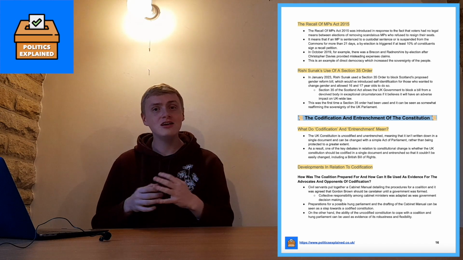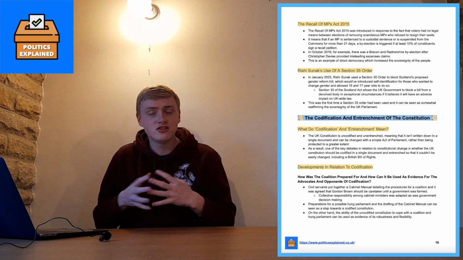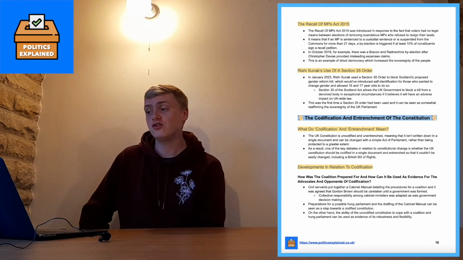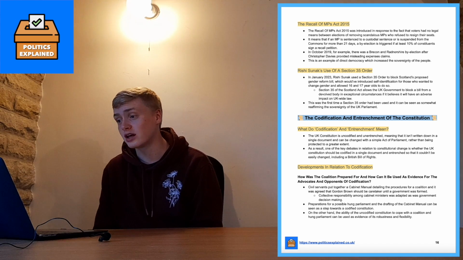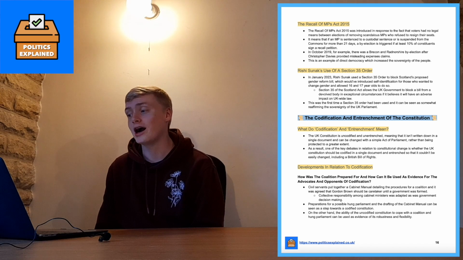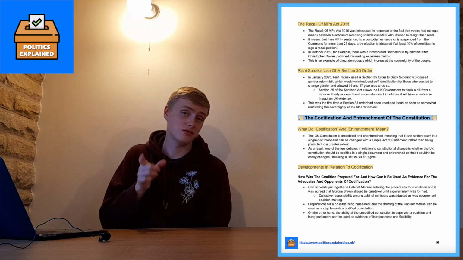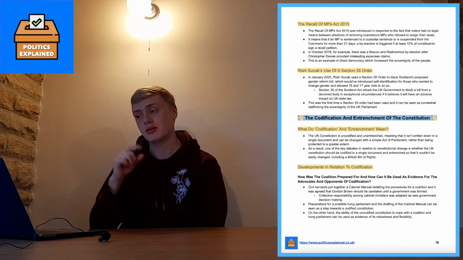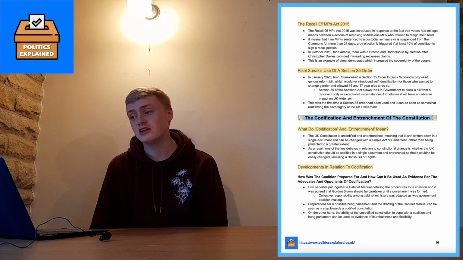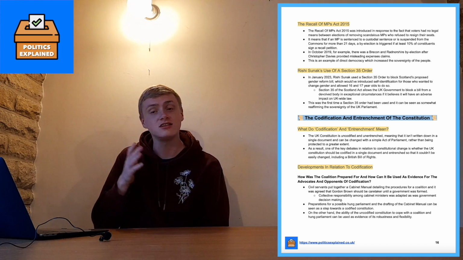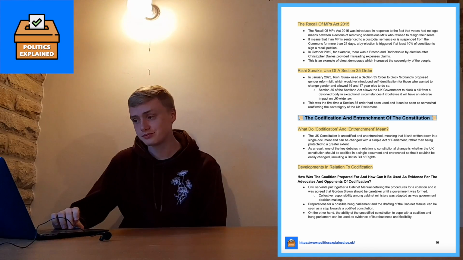Okay, so finally looking at the debate over the codification of the Constitution, and starting off with what do codification and entrenchment mean. The UK Constitution is uncodified and unentrenched, meaning that it isn't written down in a single document and can be changed with a simple act of Parliament rather than being protected to a greater extent. Look at the first video on the nature and sources of the UK Constitution for a bit more detail on that. As a result, one of the key debates in relation to constitutional change is whether the UK Constitution should be codified in a single document and entrenched so that it couldn't be easily changed, including a Bill of Rights.